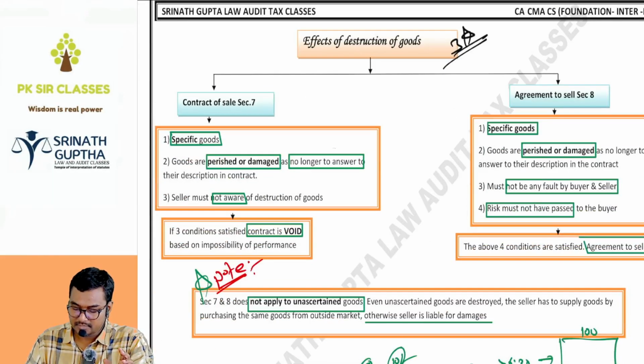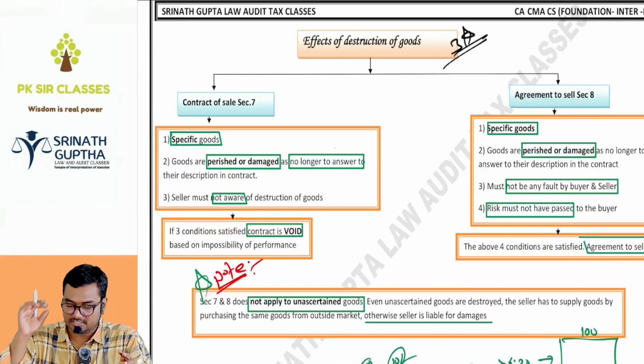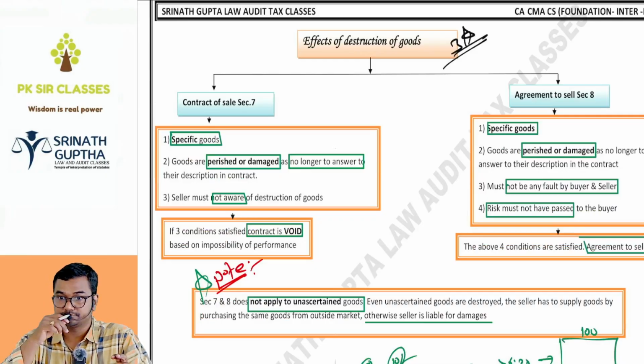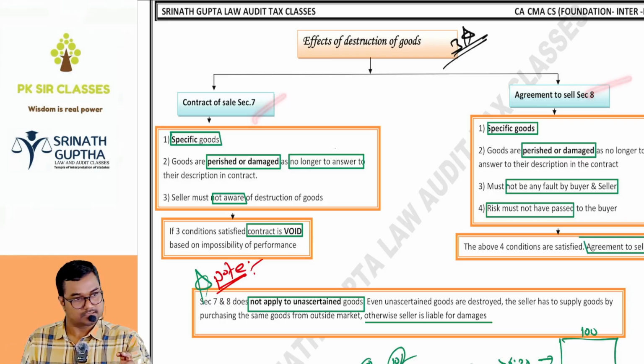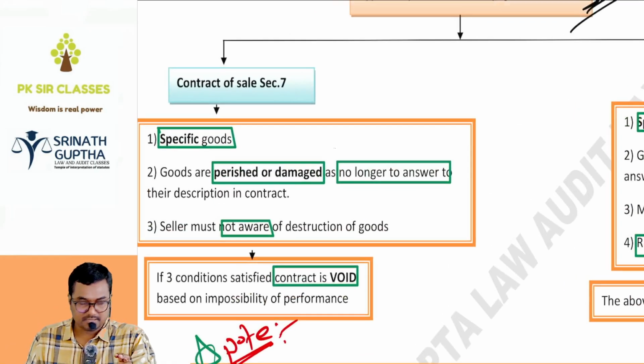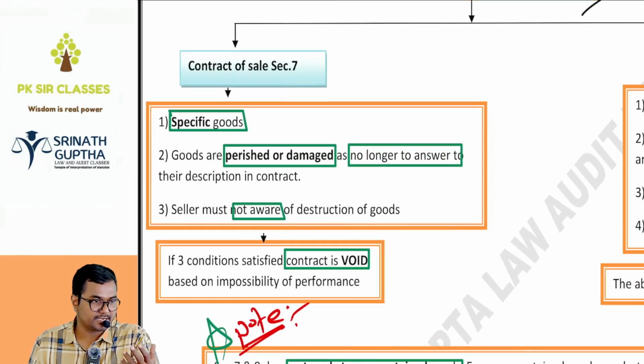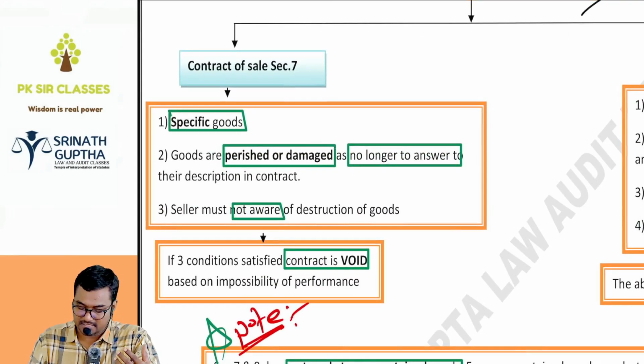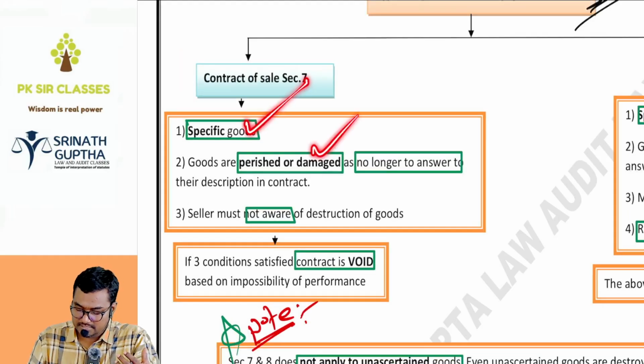Third question. Next one is the effect of destruction of the goods. 3 stars. How many stars, sir? In case of sale, in case of agreement to sell. In case of sale, the contract will become void if 3 conditions are satisfied. There is a contract for sale of specific goods. Goods are damaged or perished so as no longer to answer to their description.